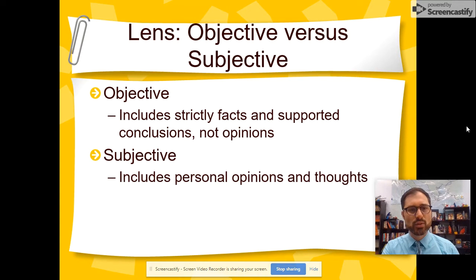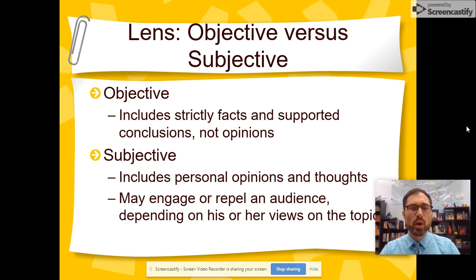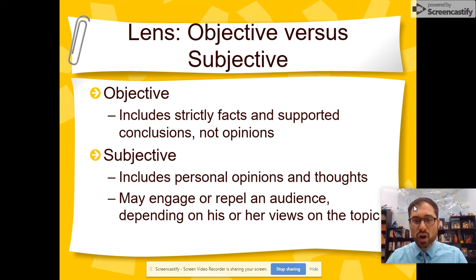If we're looking at things through a subjective lens, viewing the world through subjectivity, we're going to include opinions. We're going to try to engage our audience. Now, the trouble with this is that once we start using opinions, people who disagree with opinions might stop listening to us. So when we're persuading people, we have to be mindful of what opinions we're including and when we're including them.